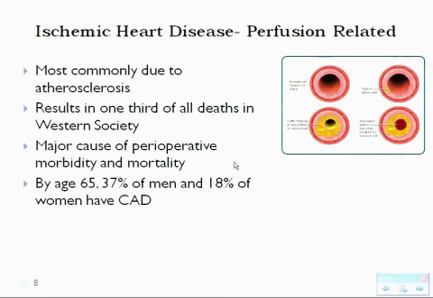By the age of 65, 37% of men and 18% of women have coronary artery disease. Severe stress can also accelerate atherosclerotic coronary artery disease. They found that during the Korean War. They did autopsies on 18-year-old boys, and about 18 to 20% of them already had advanced coronary artery disease at 18 years of age.